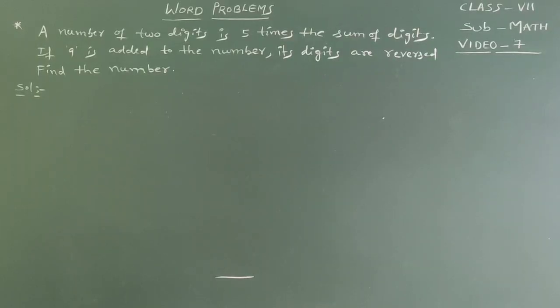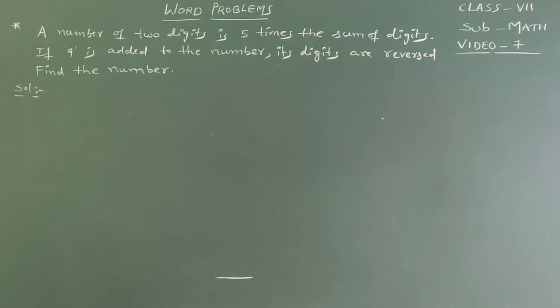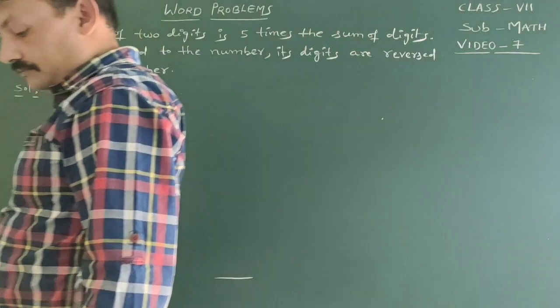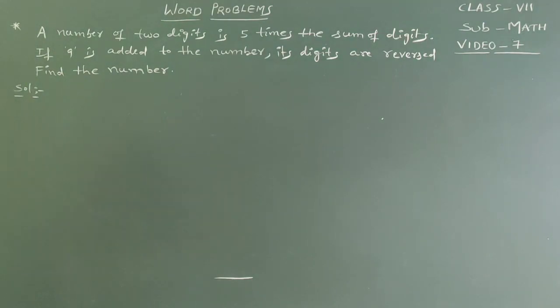Next problem. The number of two digits is 5 times the sum of digits. If 9 is added to the number, its digits are reversed. Find the number. The number of two digits is 5 times the sum of digits. If 9 is added to the number, its digits are reversed.